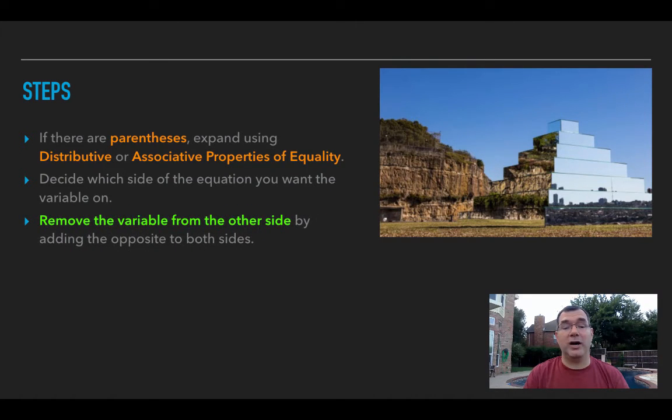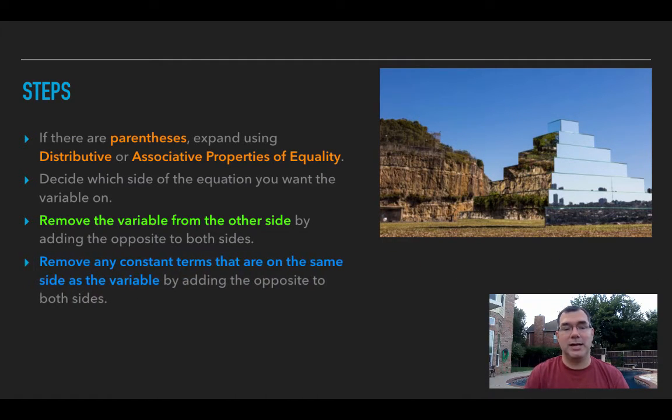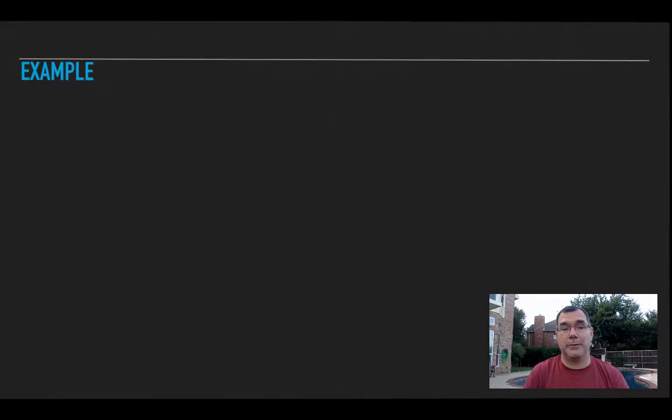You're going to remove the variable from the other side by adding the opposite of that to both sides. We'll go over some examples to see how that looks. And then you're going to remove any constant terms that are on the same side as the variable. We've done this before with two-step equations. We're going to add the opposite of that constant to both sides. And then if there's something that the variable is still being multiplied by, we're going to divide both sides by that coefficient or that multiplier.